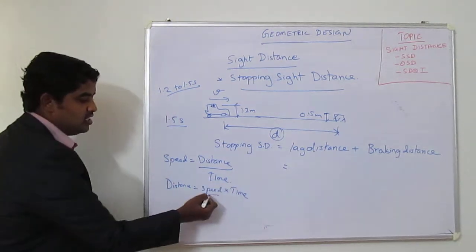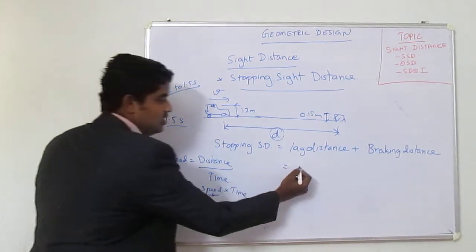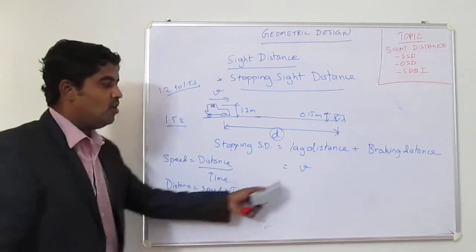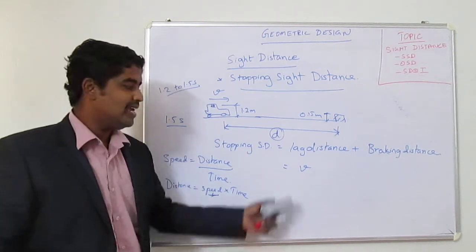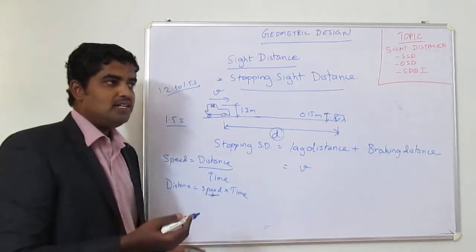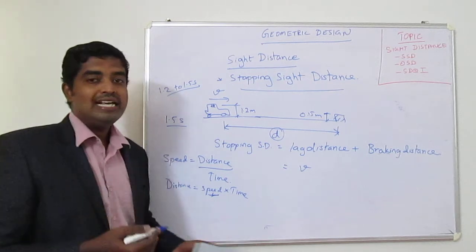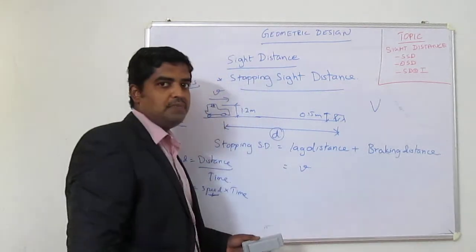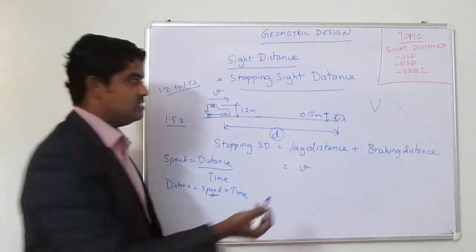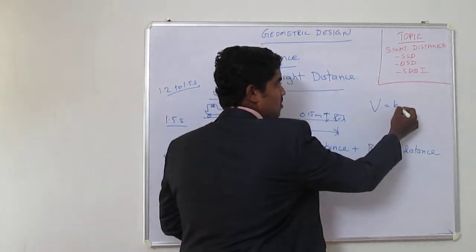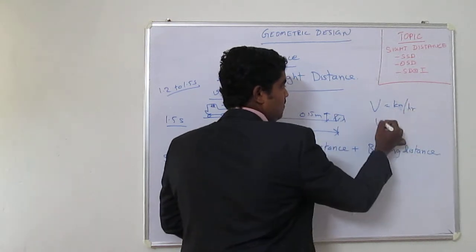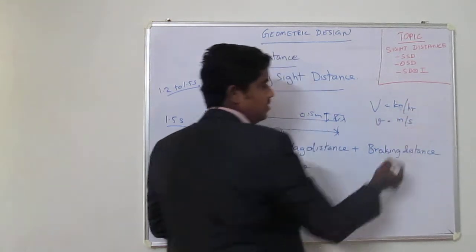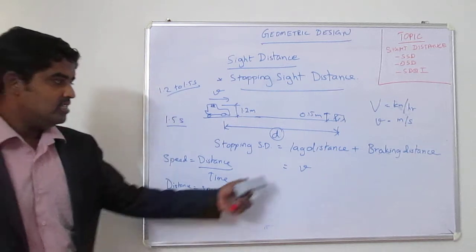So here the speed is the speed of the vehicle, that is small v. Here the small v represents meters per second. This is taken as a universal acceptance that a smaller alphabet denotes SI units, whereas a capital V may be in miles per hour or kilometers per hour, based on country to country variation. So here we will take capital V as kilometers per hour and small v as meters per second. Right? So meters per second is the speed.